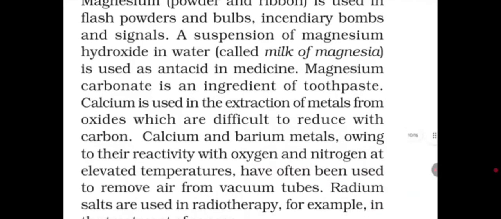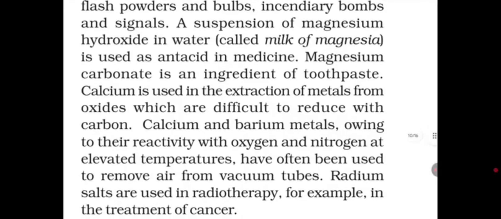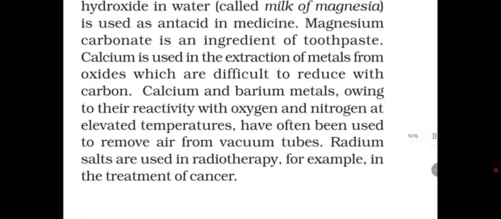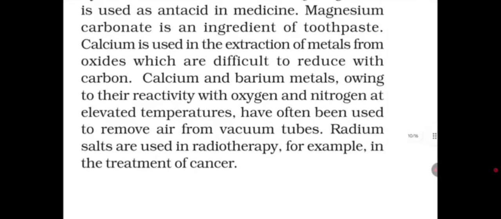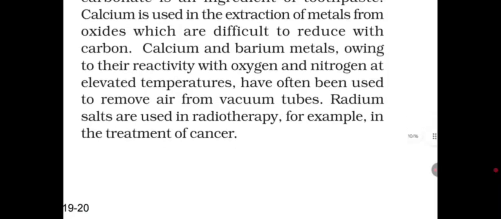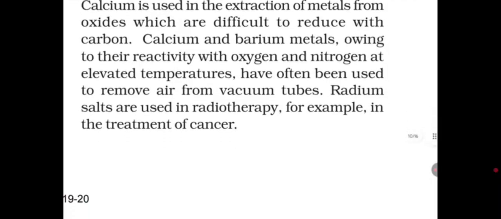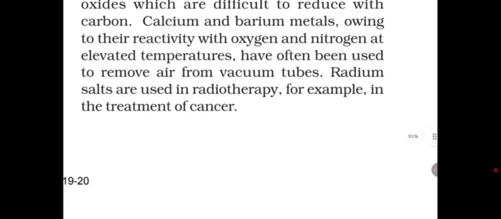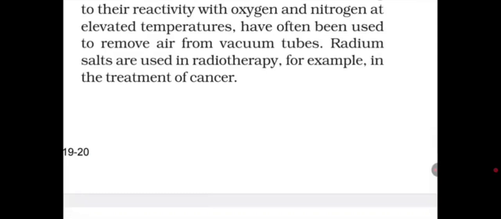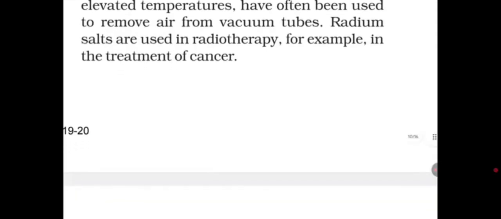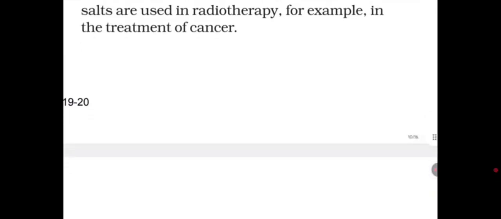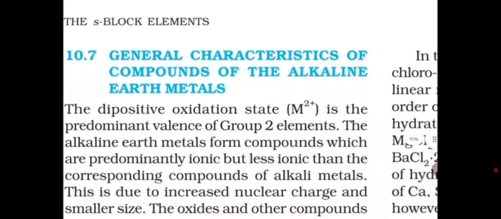Magnesium powder and ribbon are used in flash powders and bulbs, incendiary bombs, and signals. A suspension of magnesium hydroxide in water, called milk of magnesia, is used as an antacid in medicine. Magnesium carbonate is an ingredient of toothpaste. Calcium is used in the extraction of metals from oxides which are difficult to reduce with carbon. Calcium and barium metals, owing to their reactivity with oxygen and nitrogen at elevated temperature, have often been used to remove air from vacuum tubes. Radium salts are used in radiotherapy, for example, in the treatment of cancer.